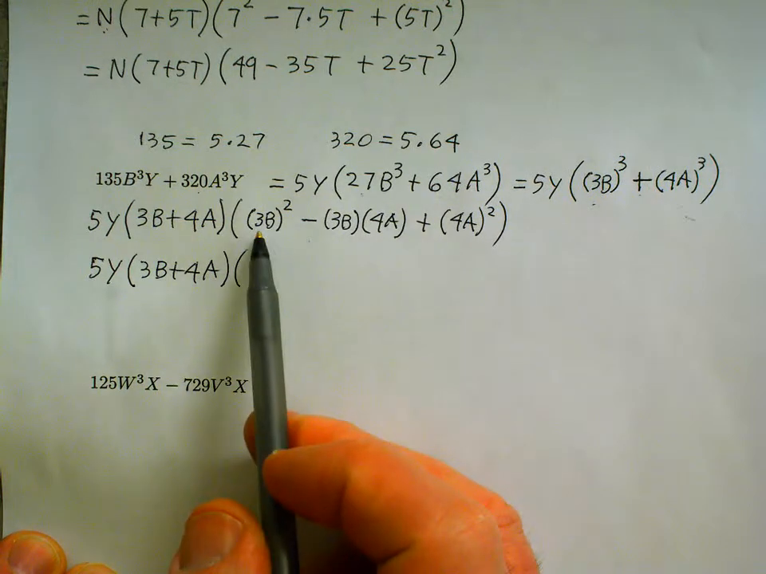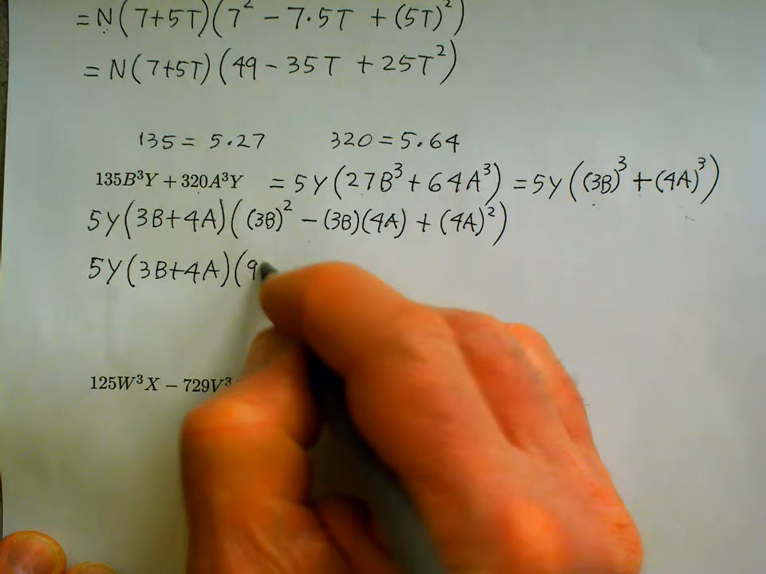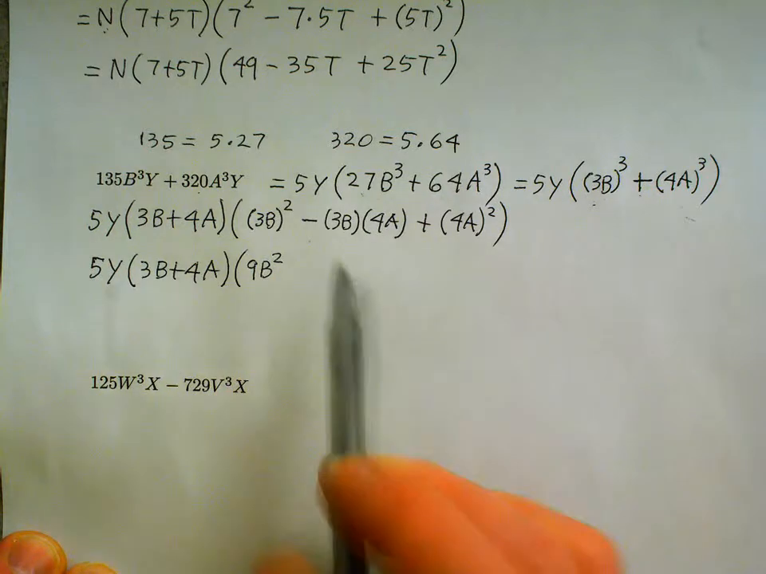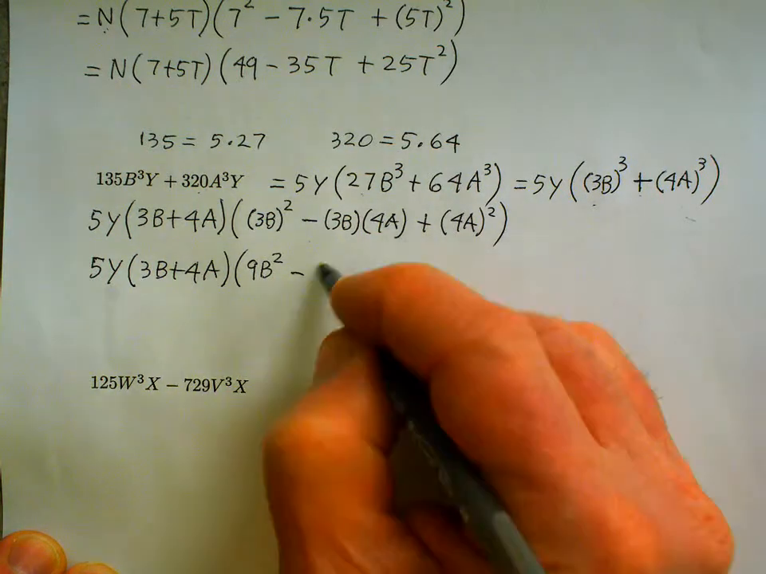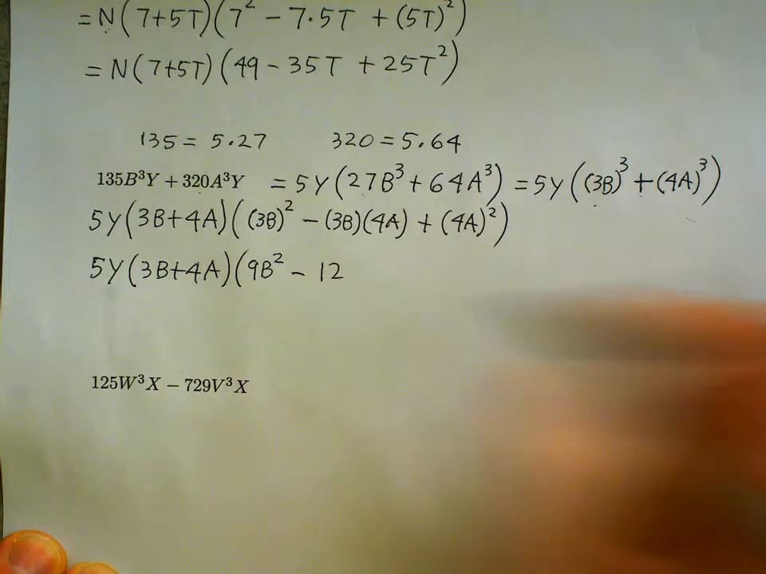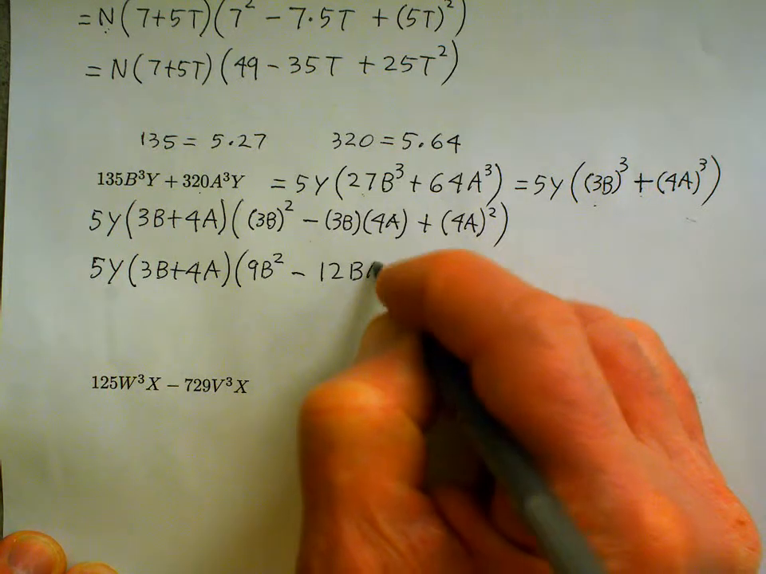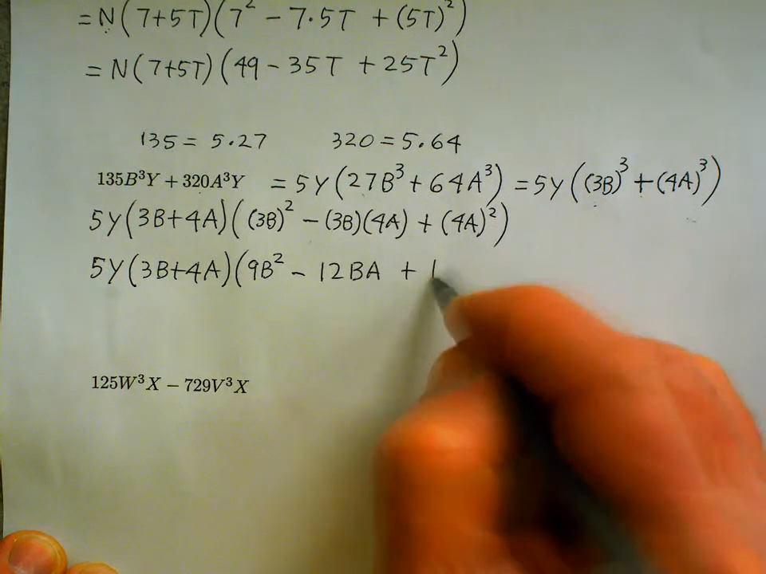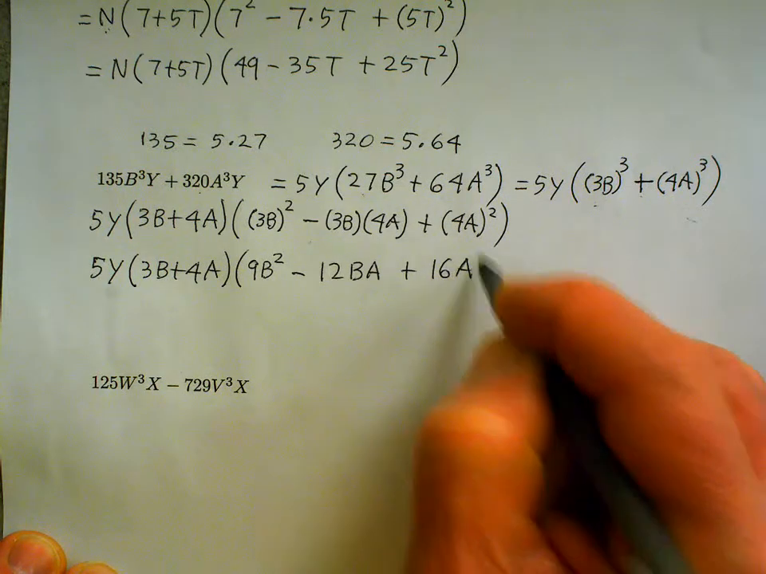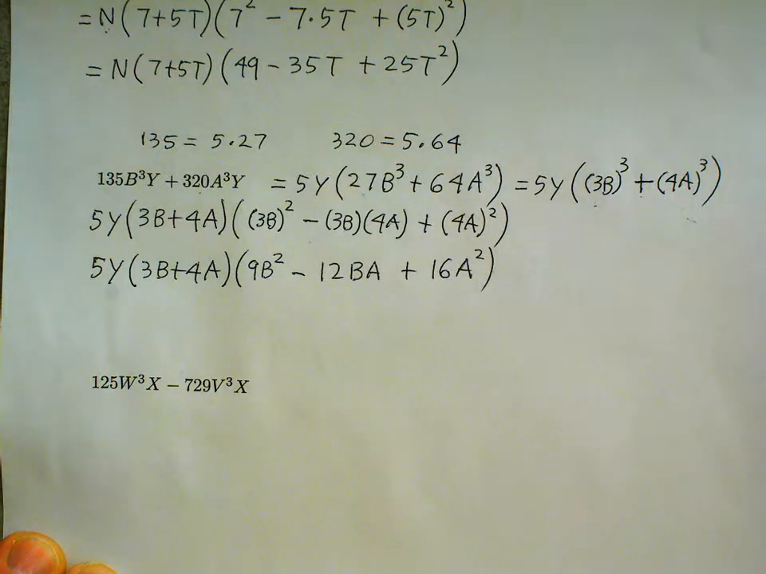And then the term 3b squared is 9b to the second. And minus 3b times 4a is minus 12ba. And then plus 16a to the second. Okay, so that is the complete factorization.